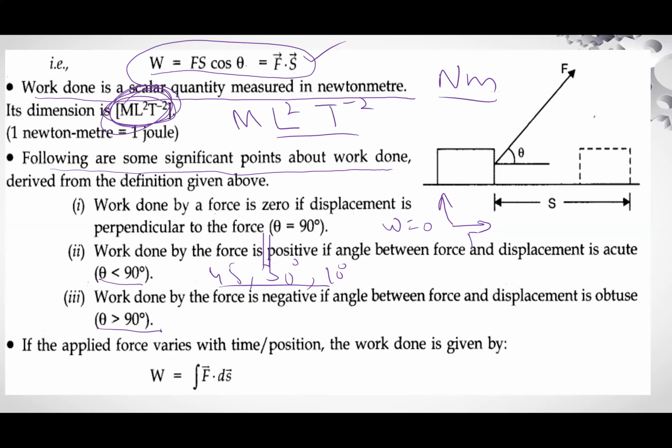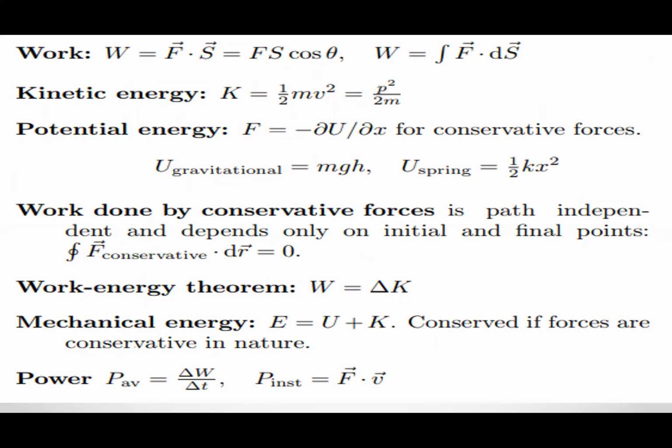Work done will be negative. So this is the equation for work. Dot is replaced by cos theta. This is in differential form. Students of mathematics will know it better.